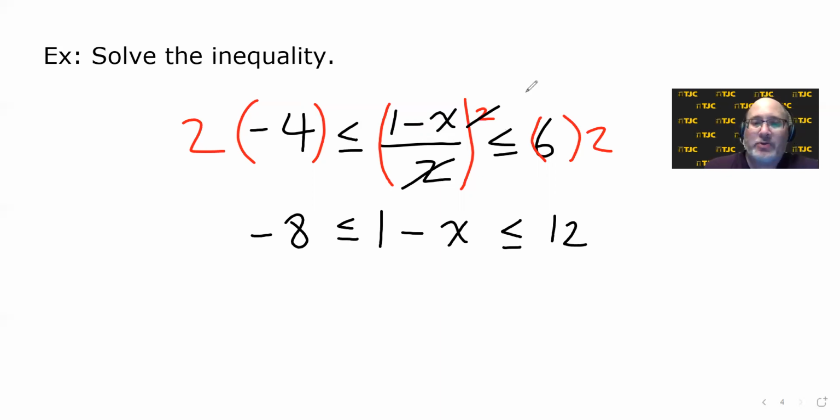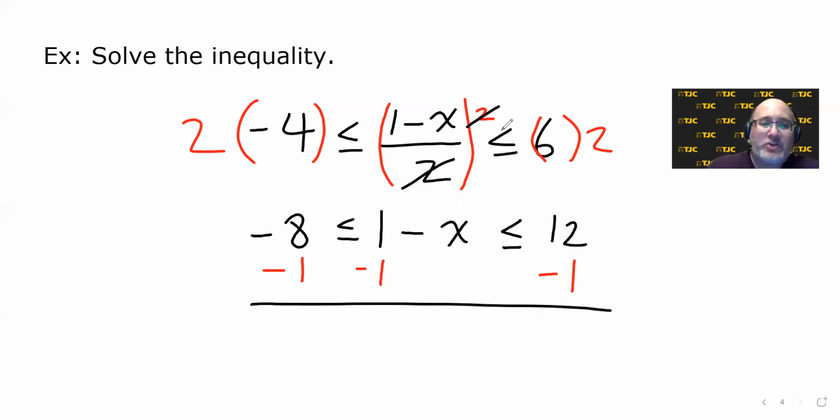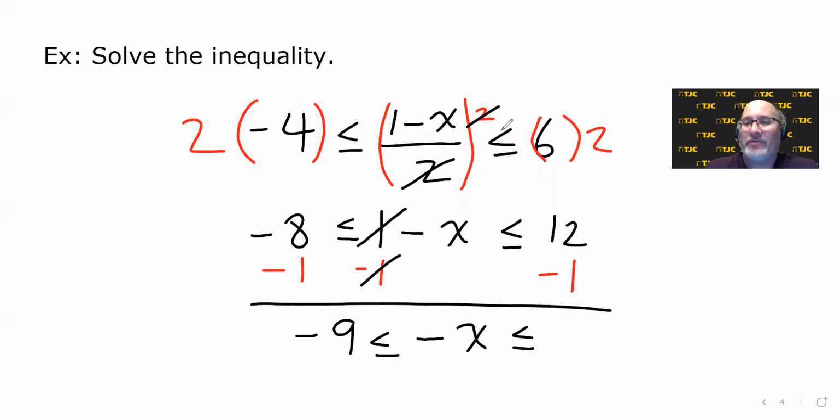Continuing to solve for x, we're going to subtract 1 from the middle to cancel the 1, but then we must subtract 1 from both the left and the right. The results, on the left, -8 minus 1 is -9, less than or equal to. In the middle, the 1 and the -1 cancel, leaving a negative x less than or equal to. And on the right, we have 12 minus 1, which is 11.